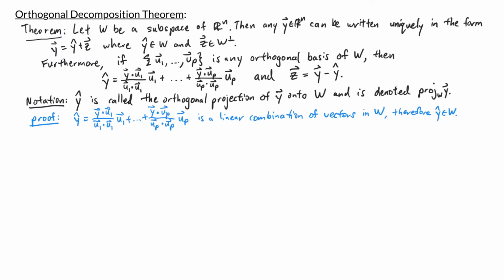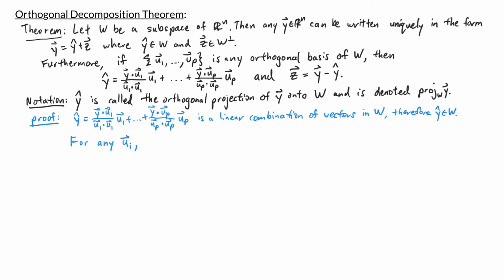First, we know that y hat is in W because we're taking a linear combination of the vectors u1 through up. Since u1 through up are vectors in W, their linear combination is in W. So that's why y hat is in W. Next, we want to show that z is in W perp. And to do this, we're going to use the lemma that we proved previously. I'm going to take z and take the dot product with all of the basis vectors of W.